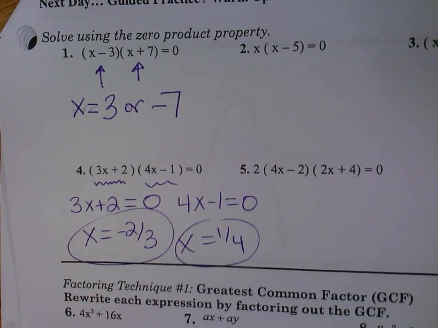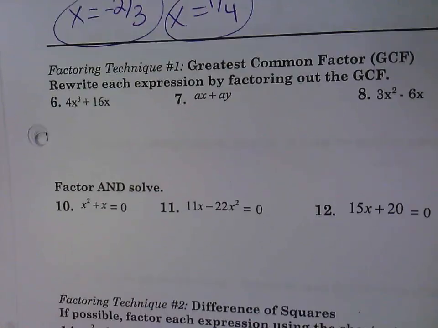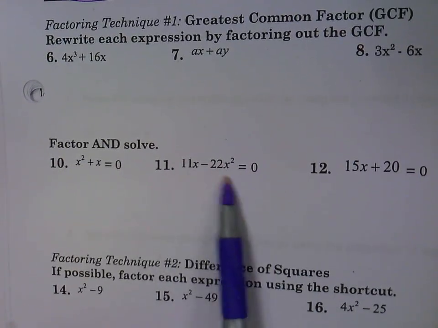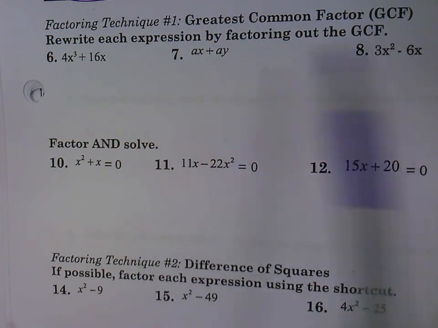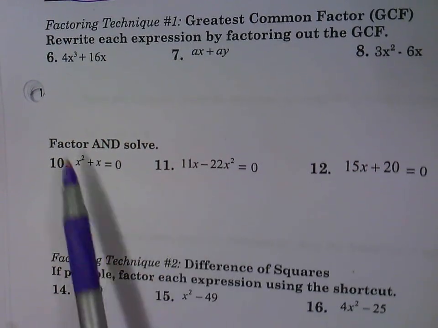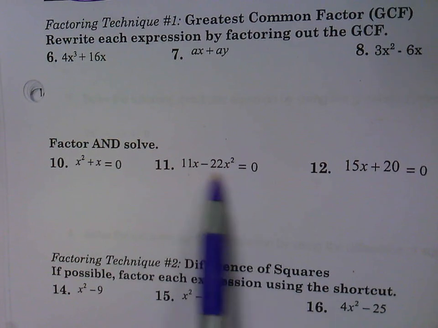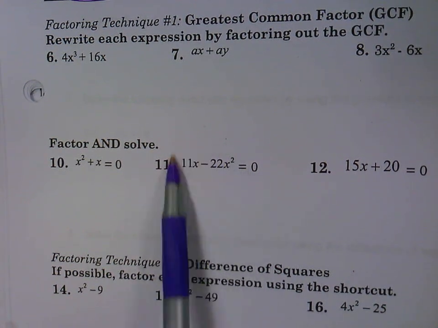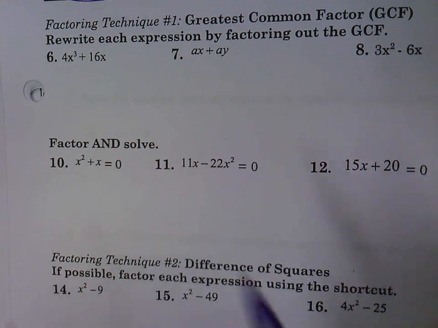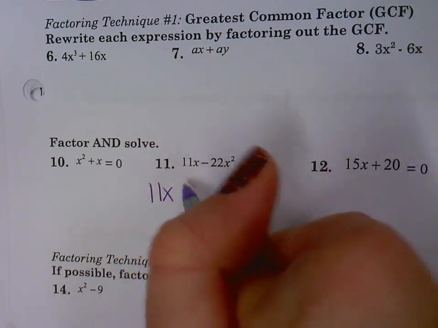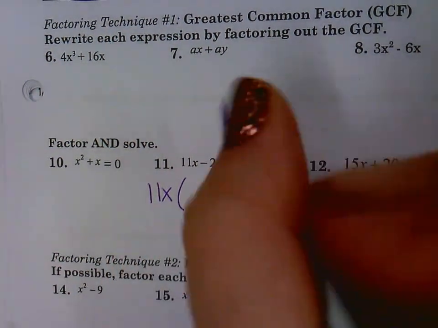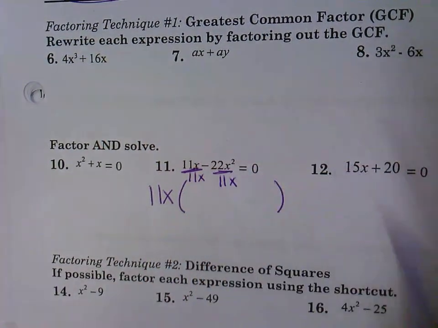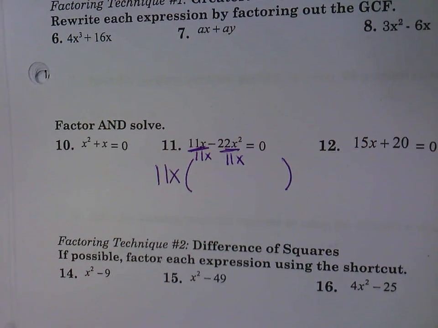Skip down to number 11 for me. They want you to factor number 11 and then solve it. On 7 and 9, you can just factor it, but on 11, they want you to factor and solve. This one is using greatest common factor. What is the greatest common factor in number 11? 11 and x. So I can divide both of these terms in the original problem by 11 and by x.